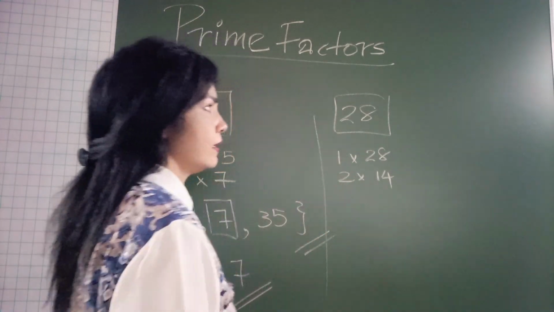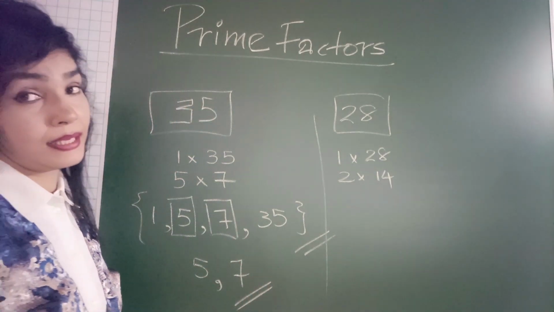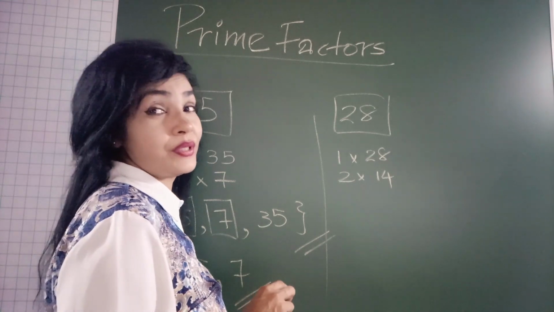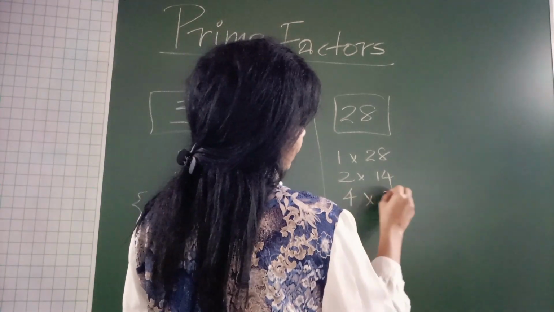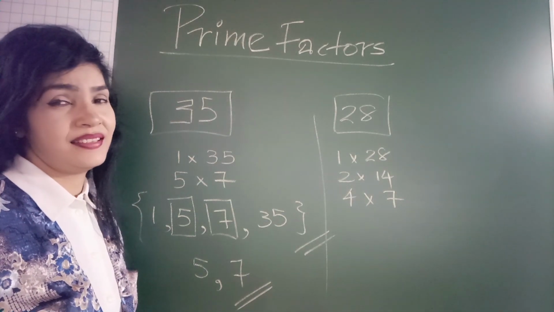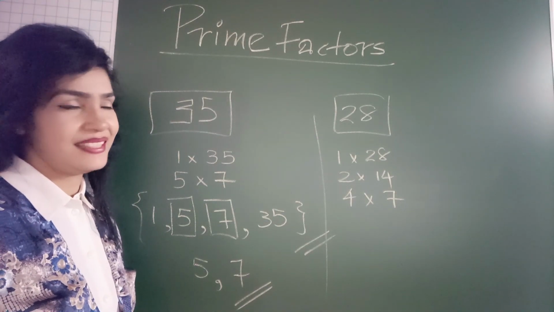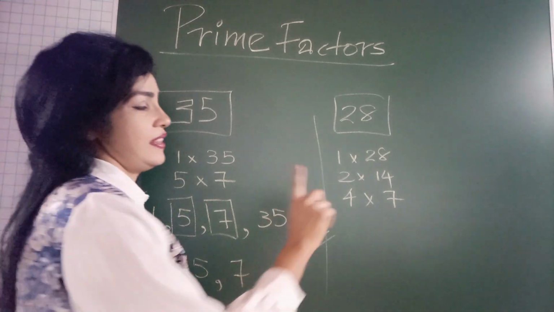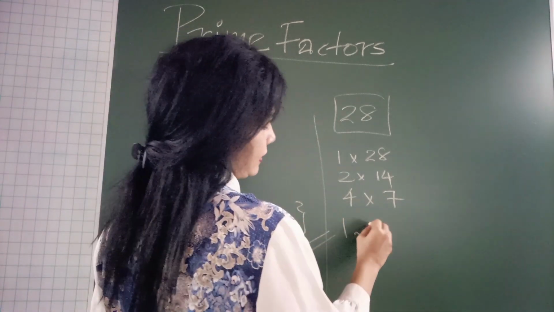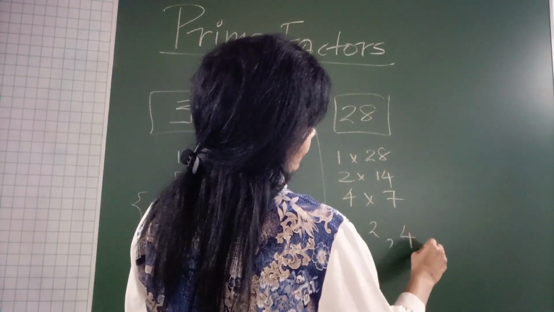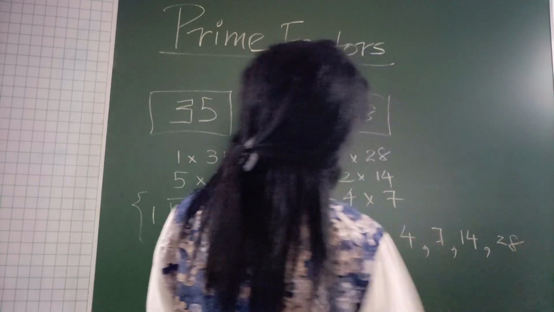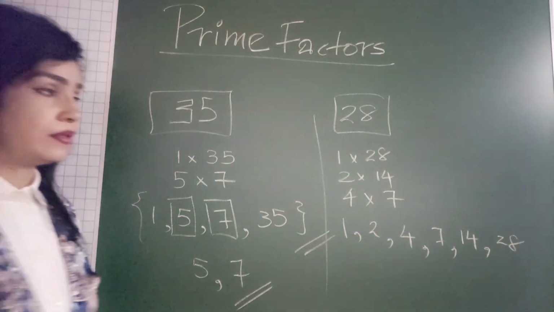Is 28 divisible by 3? No. 4 times? 7. 6 times? Or 5 times? No. 7 times? Yes, 7 times 4. Then again it comes to 14 times 2. So then what are the factors? 1, 2, 4, 7, 14, 28.